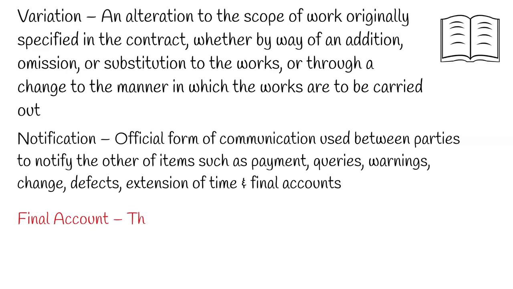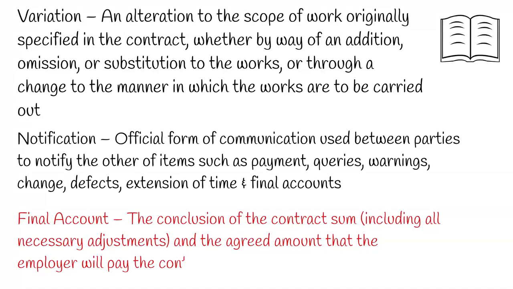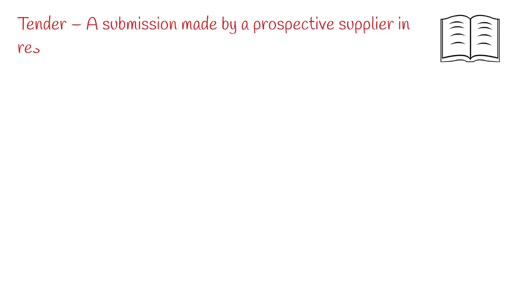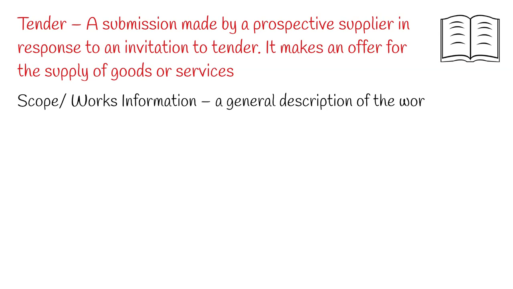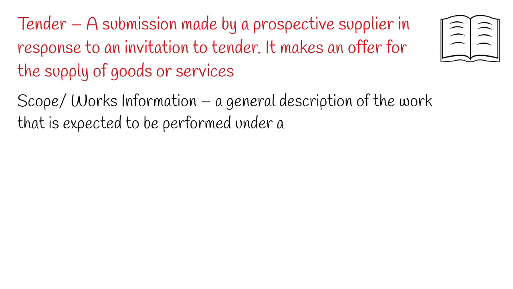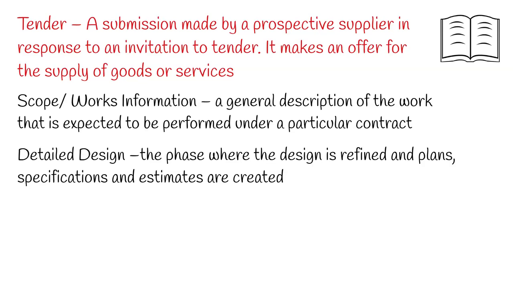Final account, the conclusion of the contract sum, including all necessary adjustments, and the agreed amount that the employer will pay the contractor. Tender, a submission made by a prospective supplier in response to an invitation to tender. It makes an offer for the supply of goods or services. Scope/works information, a general description of works that is expected to be performed under a particular contract. Detailed design, the phase where the design is refined and plans, specifications, and estimates are created.